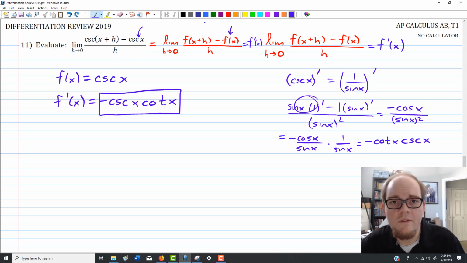However they write it though, that is the answer and what is represented by that particular limit. That is just the traditional definition of the derivative. It's even in terms of x, so pretty straightforward, but it was an opportunity to prove you know the derivative of cosecant, which if you don't, you have to. So go do that.